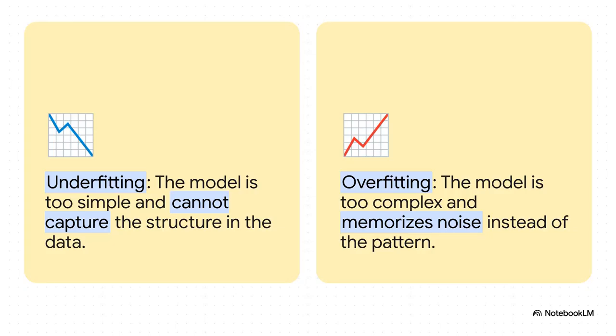This whole thing creates this fundamental tug-of-war between two ways to fail. On one side, you've got underfitting, where the model is just too simple, kind of like a student who didn't study at all. On the other side, you've got overfitting, where the model is too complex and it just memorizes the training data, noise and all. It can't handle anything new.